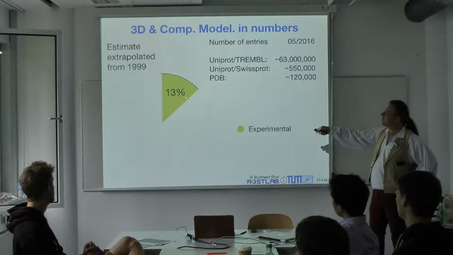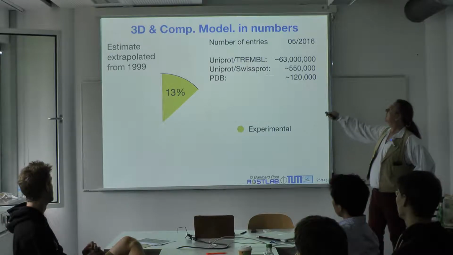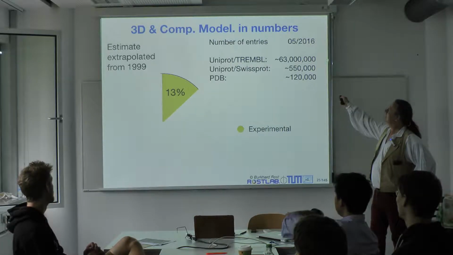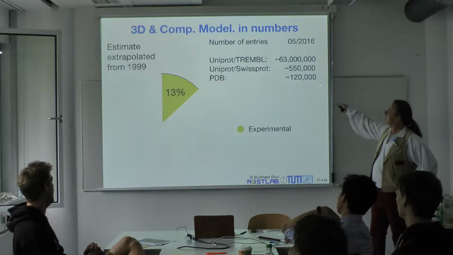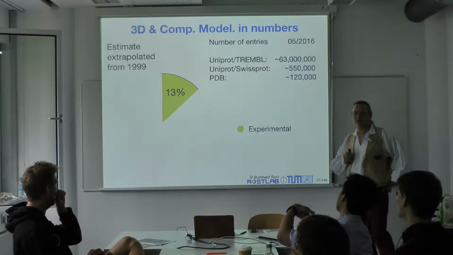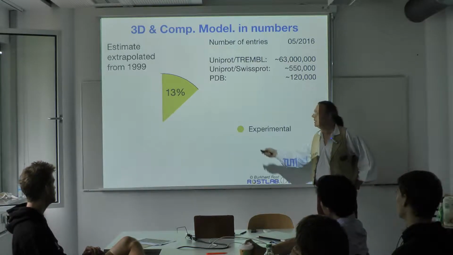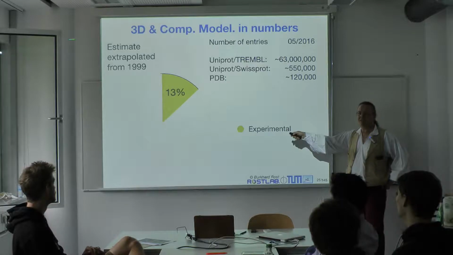And the first one here, experimental structures, is immediately wrong. So currently, as of yesterday, we had 63 million proteins in the database, compared to about 120,000 3D structures. And you see this ratio is not 13%. So that is how much this is an estimate.